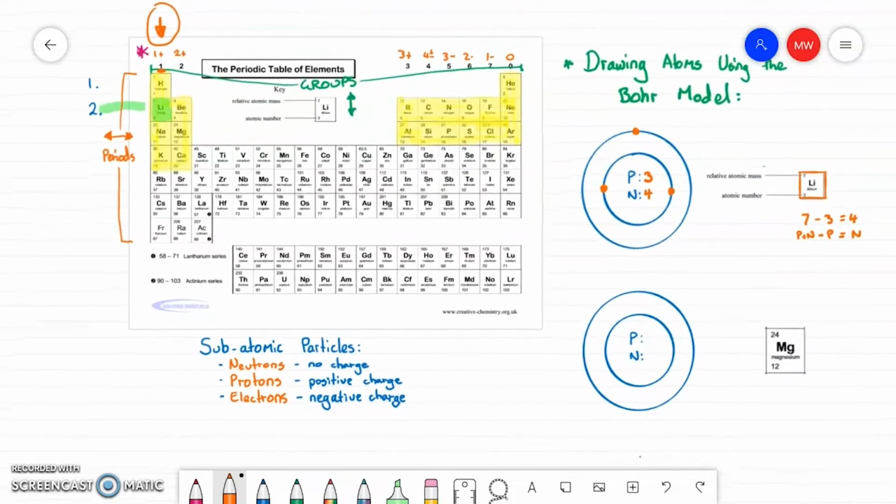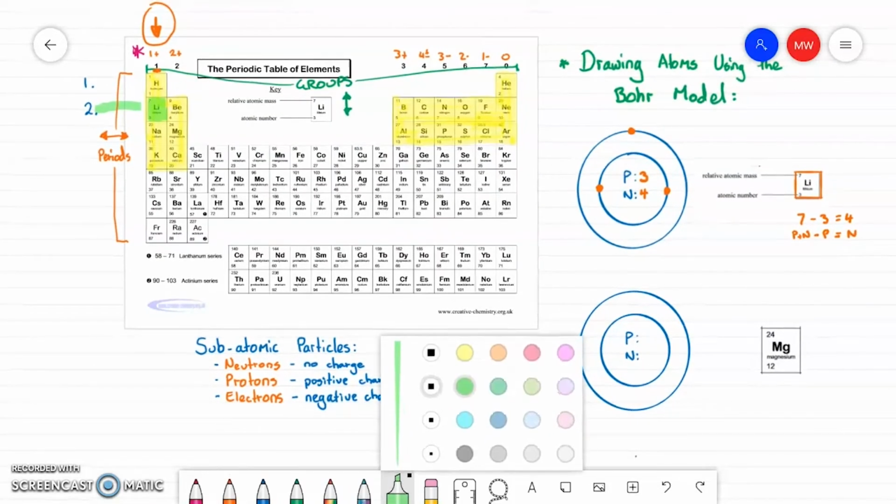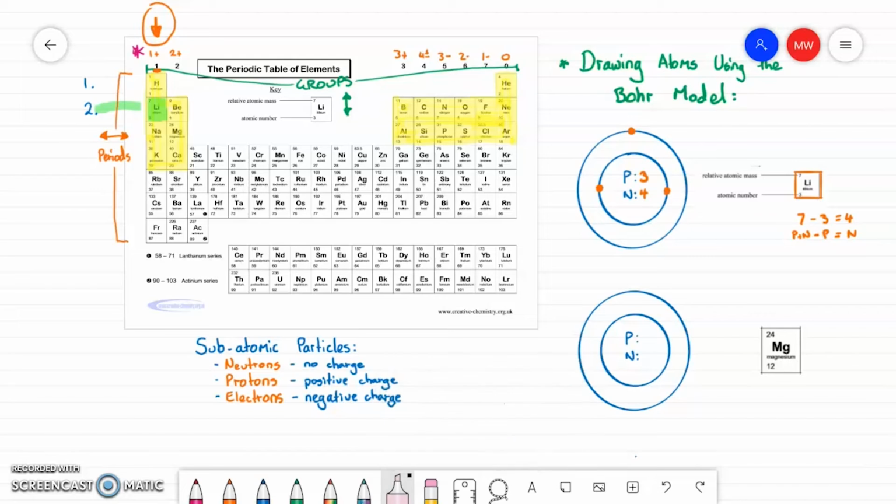Let's move to magnesium. Our first job would be to find it in the periodic table. I'll use pink this time. Magnesium is going to fall here, so this one's going to look quite a bit different. The first thing that I notice is that this one is in the third period, which means that it's going to need a third electron shell. And looking at my diagram there, I've only got 2, so I'm going to need to add another shell.